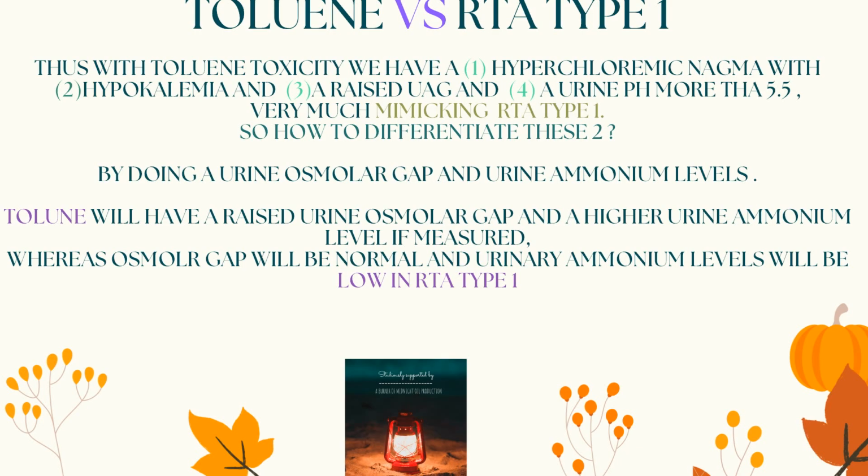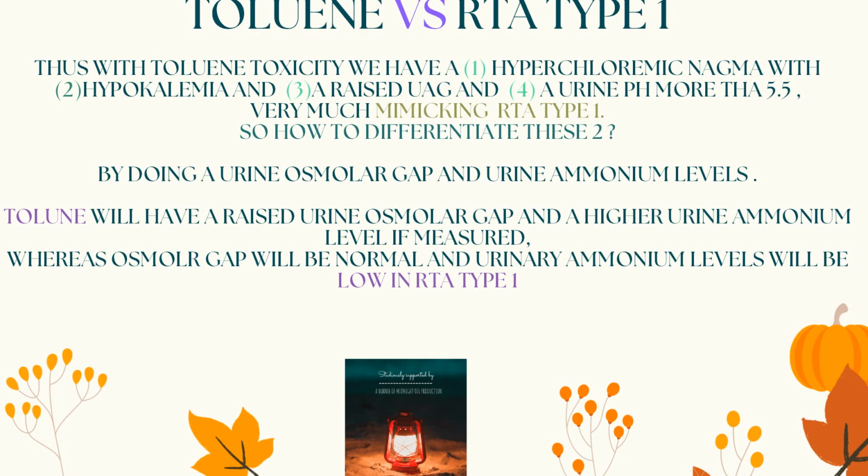So then how do we differentiate these two? This actually I do have a separate slide down the line, but let me go through it briefly. By doing a urine osmolar gap and urine ammonium levels being checked is what would help differentiate these two. What the differences are, I've actually explained in the next two sentences. So why does toluene have a raised urinary osmolar gap? That's pretty easy, right? Because you have a higher urinary ammonium level, your ammonium being excreted, thus a higher urinary osmolar gap.